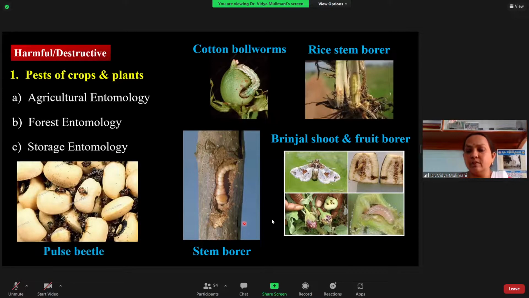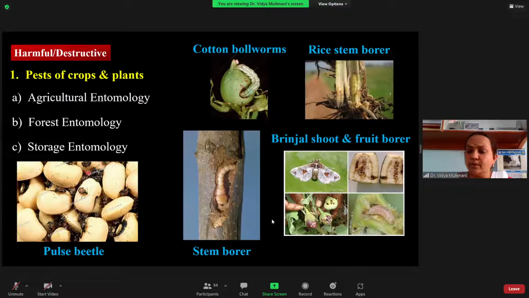Next you have storage entomology. You must be wondering why I'm dealing with these different disciplines: agriculture entomology, forest entomology, and storage entomology. In storage entomology, we are dealing with the insects which attack our stored grains. When you enter your kitchen, you will find many insects in the rice, in the flour, in the soji, everywhere. That comes under storage entomology.